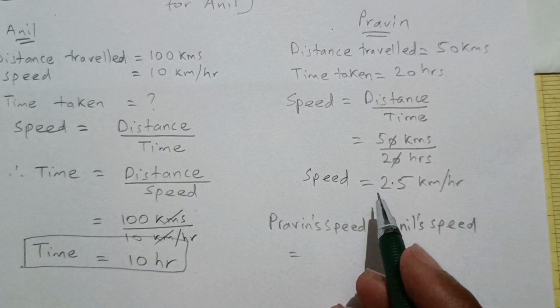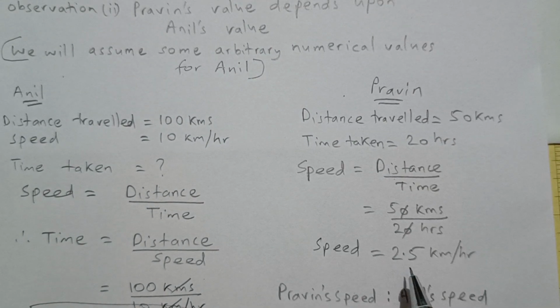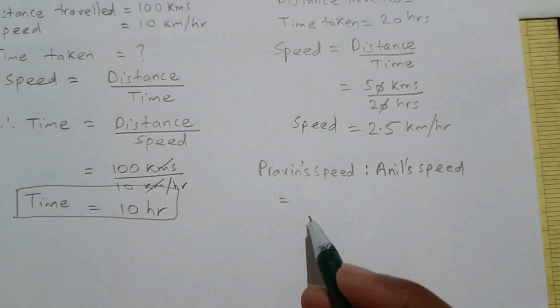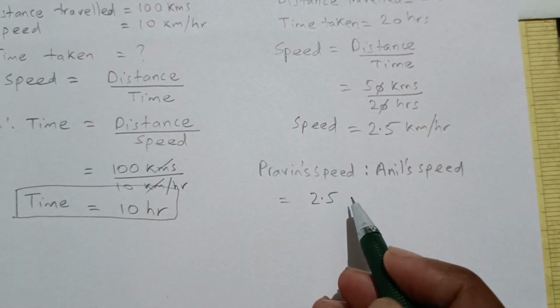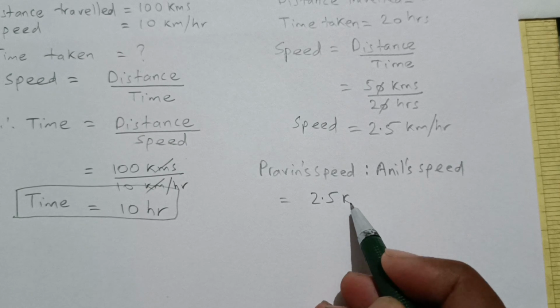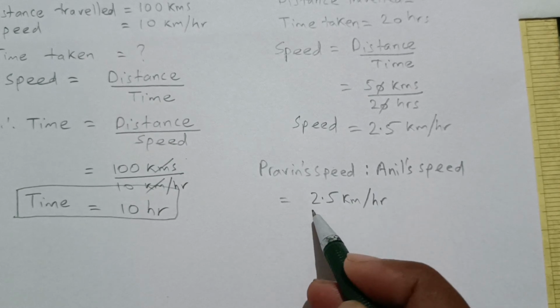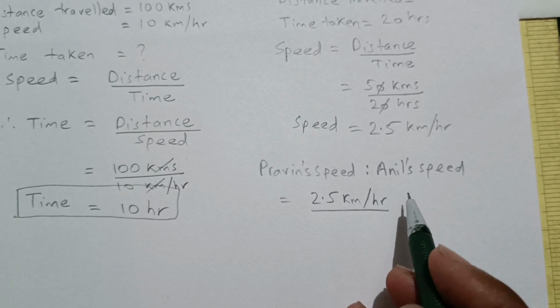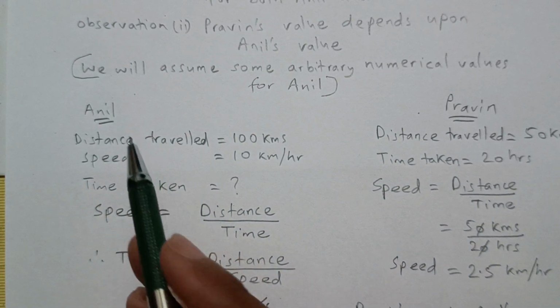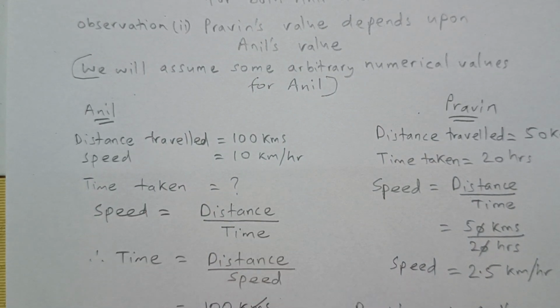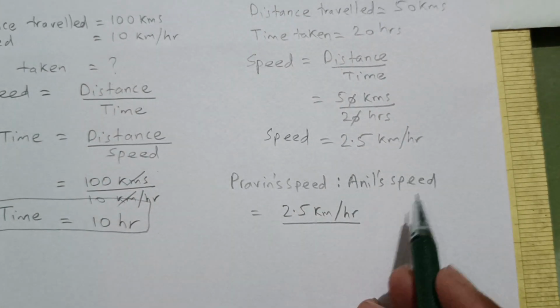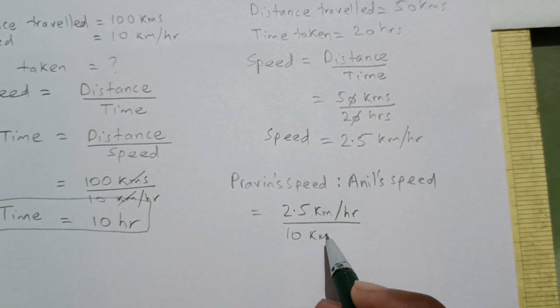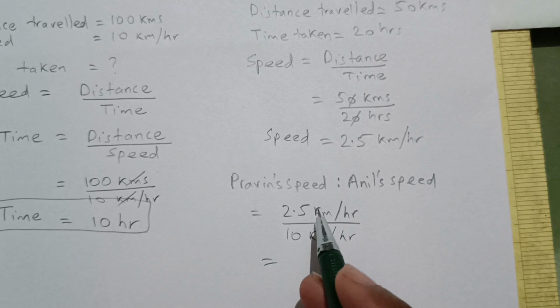So Praveen's speed is 2.5 kilometers per hour, upon Anil's speed. Anil's speed is how much? Anil's speed is 10 kilometers per hour. And now we have to solve this.